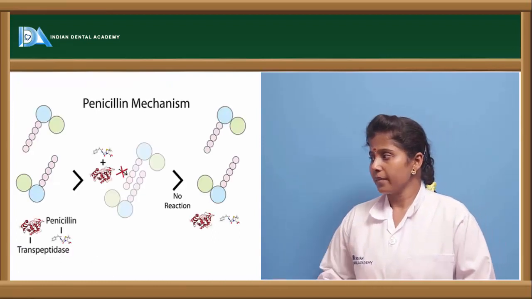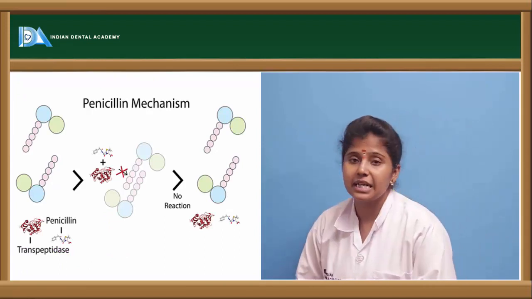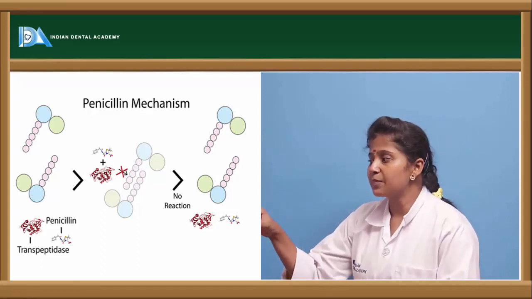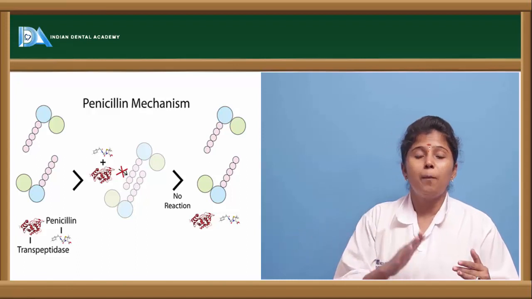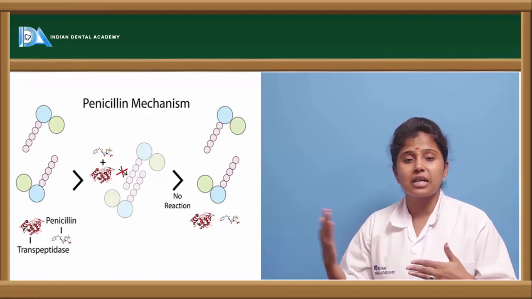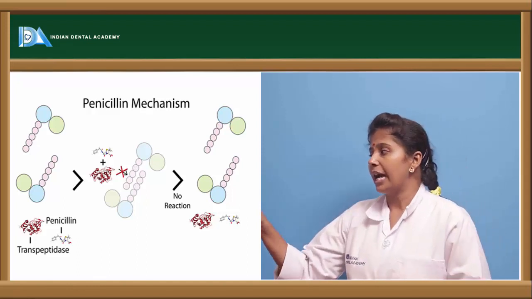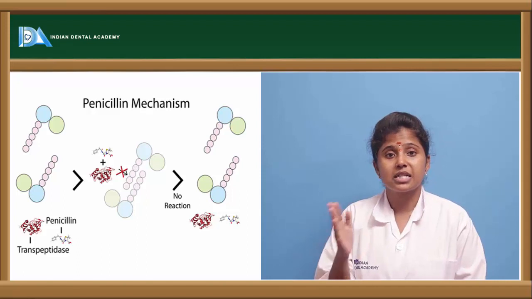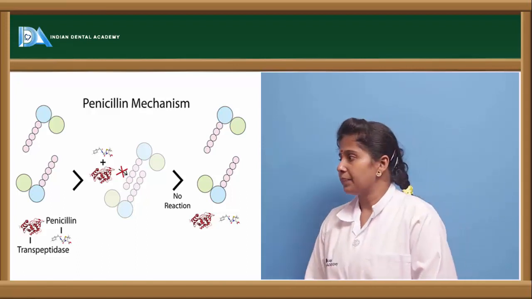If we see the penicillin mechanism of action, transpeptidase is one of the enzymes involved in the cell wall synthesis. Penicillin contains a beta-lactam ring. This beta-lactam ring will bind to the enzyme instead of the substrate molecule, and thereby the enzyme activity is inhibited and the reaction is not taking place. In the sense, the proteins involved in the cell wall synthesis are inhibited.